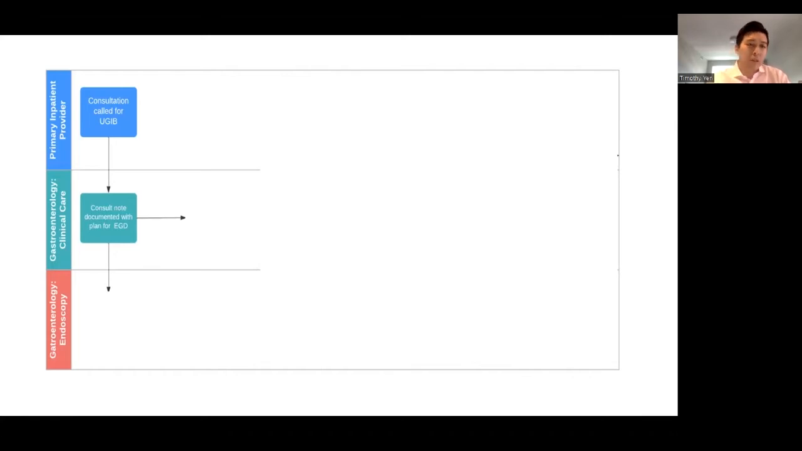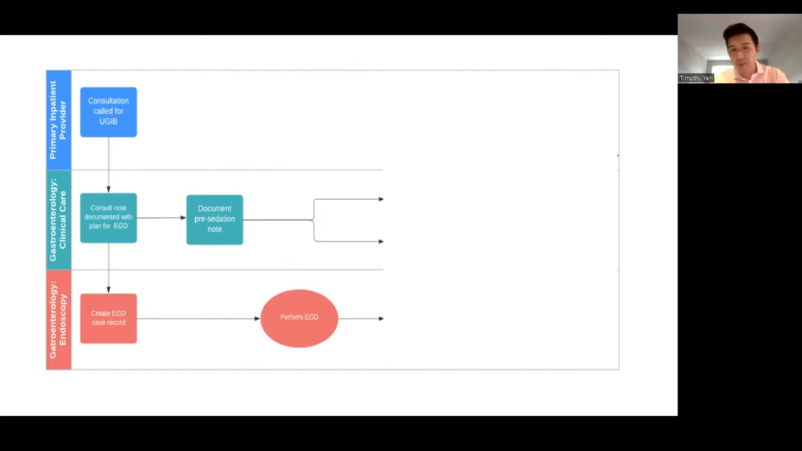So first, a consultant calls in the top left an upper GI bleed consult. And then second, we evaluate the patient. Now in green, we write a consult note in the Epic EHR with a plan for EGD in this case. Almost simultaneously, we have to both document a pre-sedation note in Epic, as well as create an upper endoscopy case record in our endoscopy software.